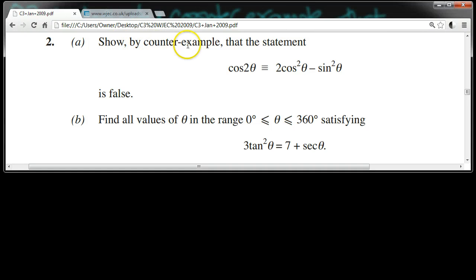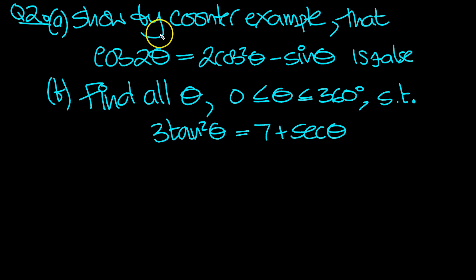Show, by counterexample, that the statement cos 2θ is equivalent to 2cos²θ − sin²θ is false. Find all the values of θ in the range 0 to 360 satisfying 3tan²θ = 7 + sec θ. So I've summarized the question here. Let's have a look at it then.